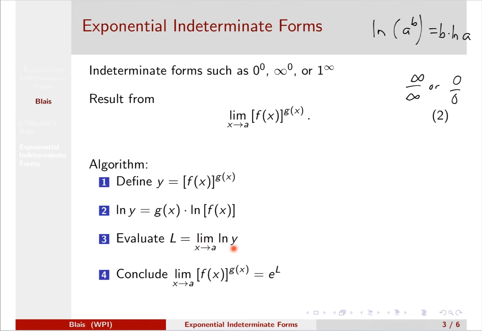Once we finish computing that limit, we need only put it in the power of e, because the natural exponential, e to the x, and natural log of x are inverse functions. We're using the fact that e to the ln of x is equal to x for any x.